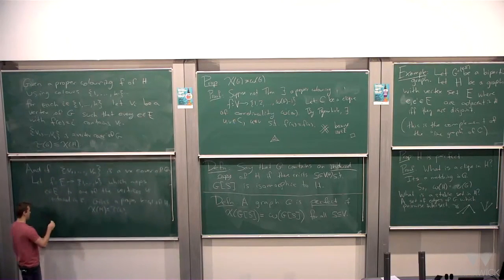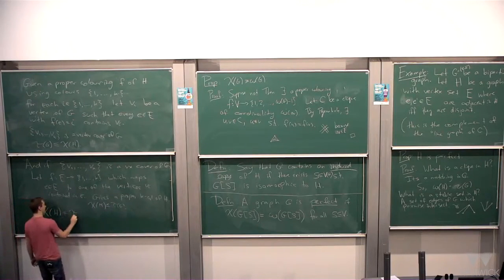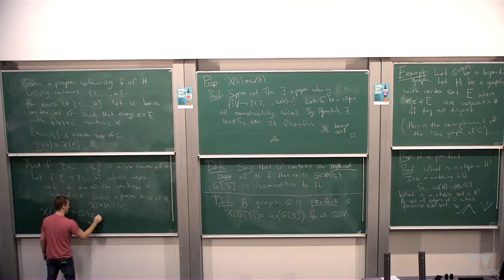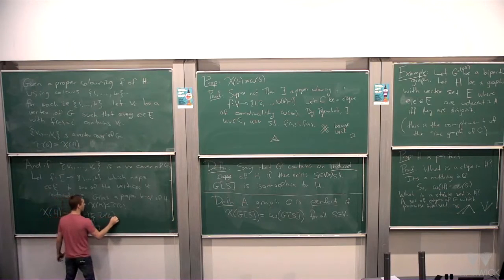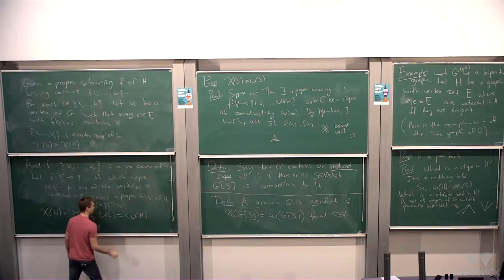Now the final thing is that we know chi of H equals tau of G, which by Koenig's theorem is equal to nu of G, which we proved before is equal to omega of H.